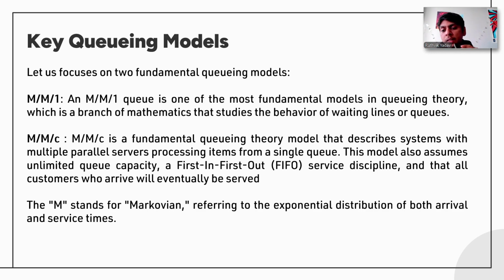Whereas M/M/c is a fundamental queuing theory model that describes systems with multiple parallel servers processing items from a single queue. The model also assumes unlimited queue capacity, a first in first out service discipline, and that all customers who arrive will eventually be served, which is completely different when compared to M/M/1.